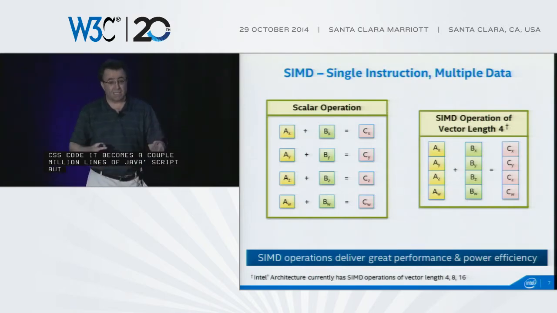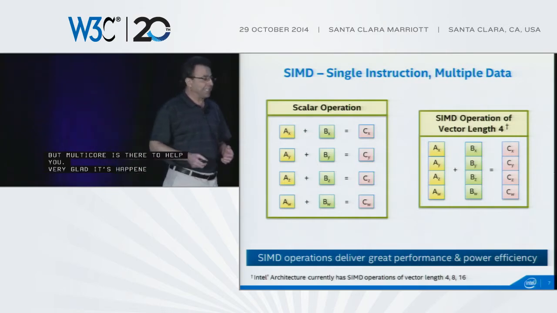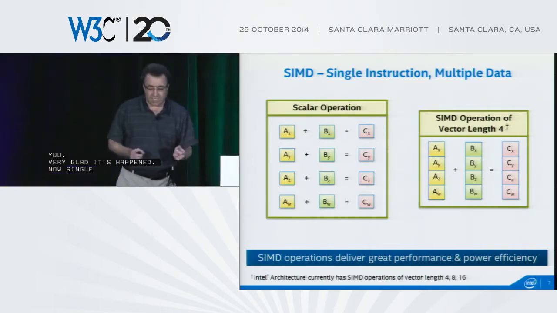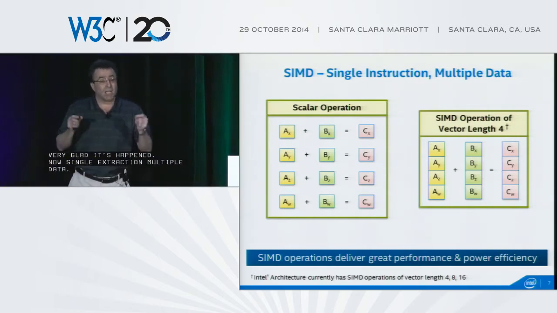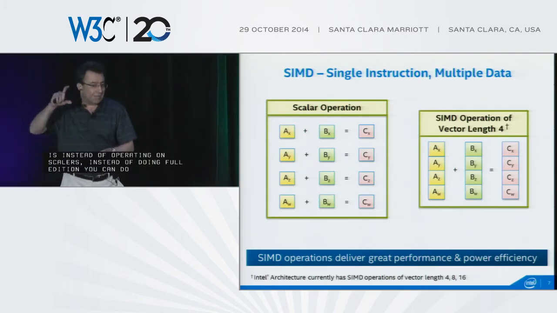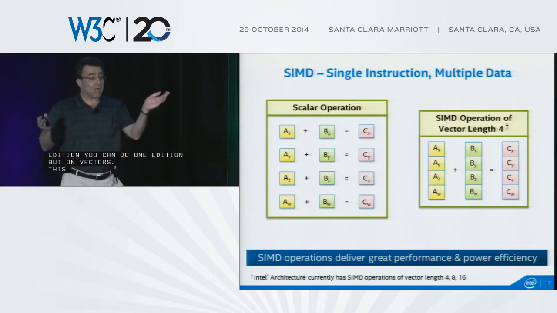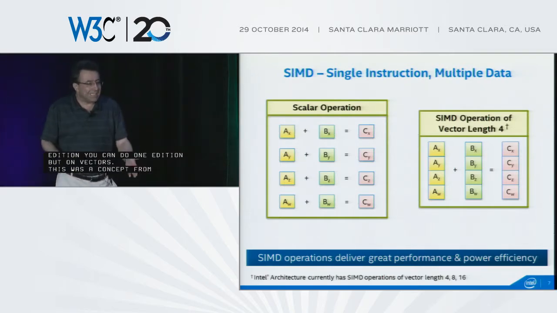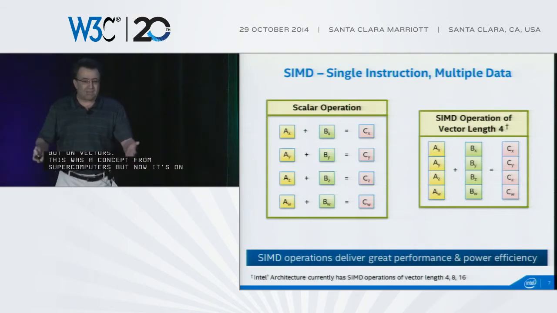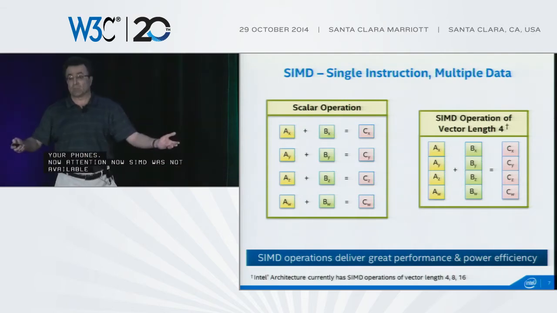Now, SIMD is another part. SIMD stands for single instruction, multiple data. That is, instead of operating on scalars, instead of doing 4 additions, you can do 1 addition, but on vectors. This was a concept from supercomputers, but now is on your phones. Now, up until now, SIMD was not available to JavaScript programmers. It's a significant part of silicon, but it's not usable.